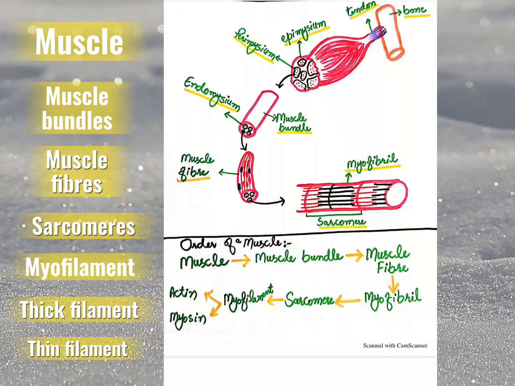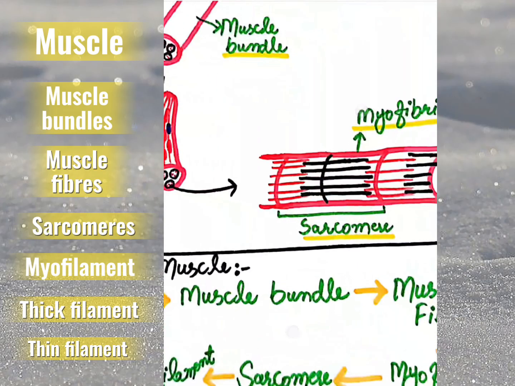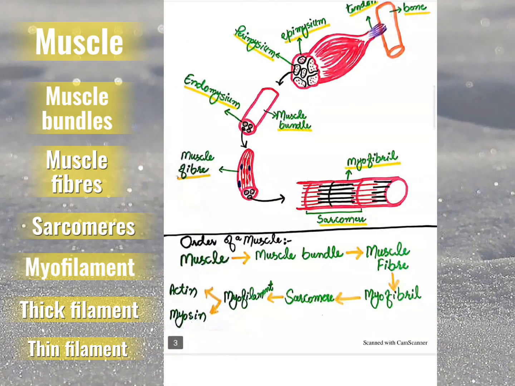So I'm revising it again. What is the order of a muscle? This is the muscle, this is a little part of the muscle, and it has a number of muscle bundles in it. Inside one muscle bundle, there is a muscle fiber, and inside the muscle fiber there are myofibrils, and inside the myofibril, what is present? The sarcomere. And the sarcomere has two types of filaments, and together these two filaments are known as the myofilaments. Those two filaments are actin and myosin. Actin is the thin filament and myosin is the thick filament. So this is the structure of the muscle.